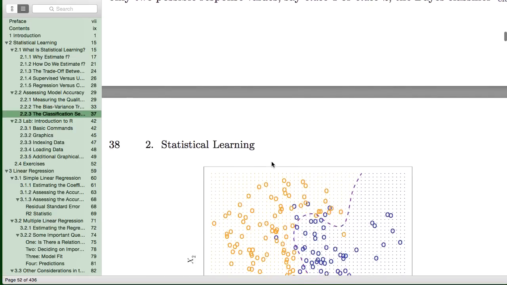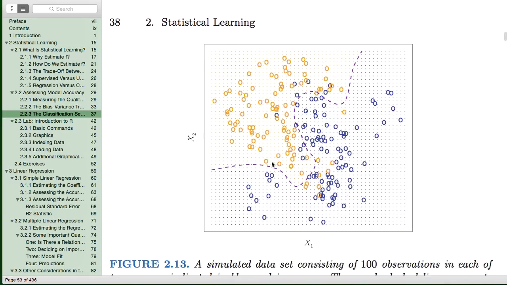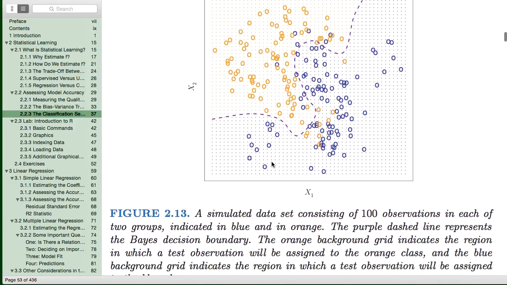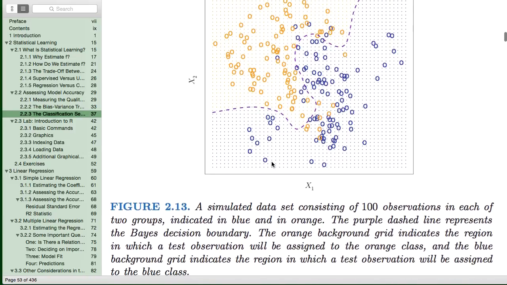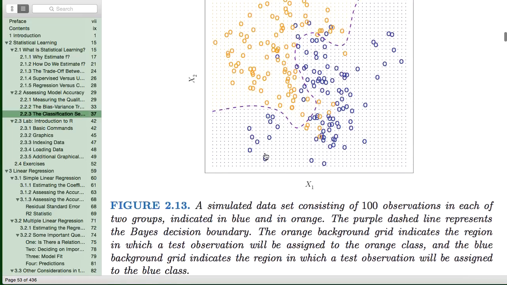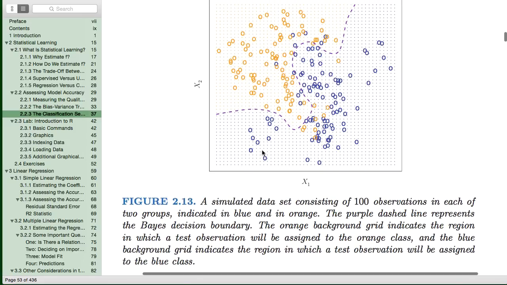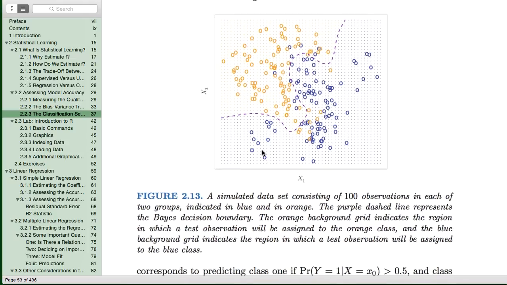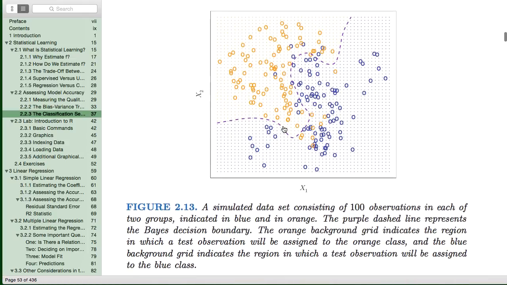Okay, so let's take a look at a picture. Here's a picture where we know this gold standard. The gold standard is the Bayes classifier, and the Bayes classifier results in a decision boundary. This particular example has two possible classes, the blue class and the orange class. And because this is a simulated data set, we know which class each belongs to.